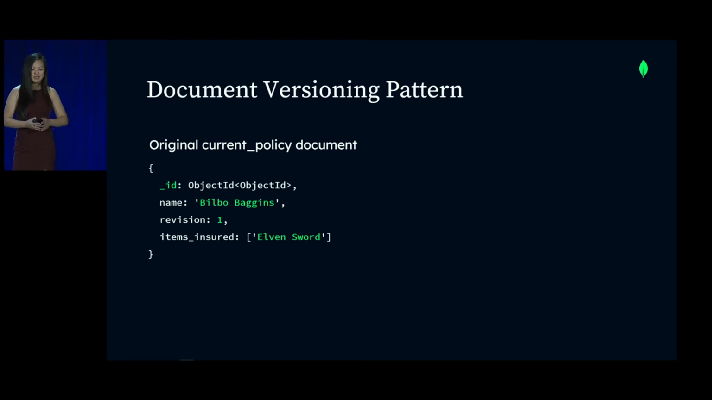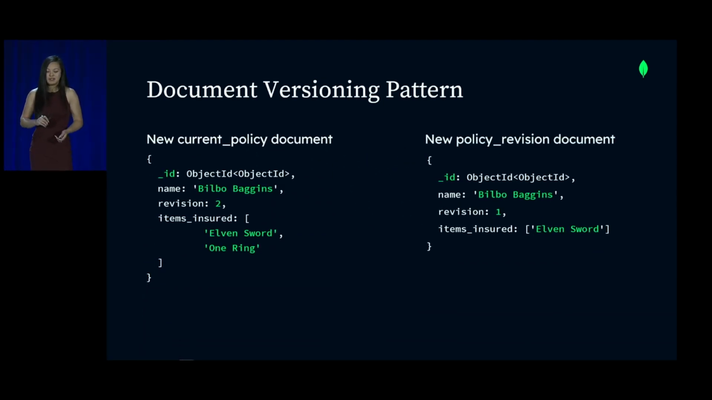And in this particular case, we have a current policy. Usually when you have insurance, you have the current one that stands, what applies to you at this very moment. And in our case, we have Bilbo Baggins, and the very, very first document that we have stored as his current policy is he only has the elven sword right now, so that's all he wants to insure. But something like this doesn't usually change very often, right? You usually keep the insurance policy that you have, and you only change it very infrequently. And that's a great use case for the document versioning pattern.